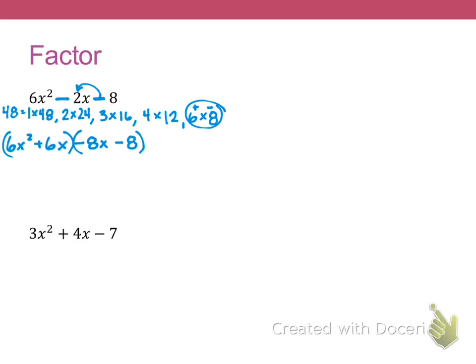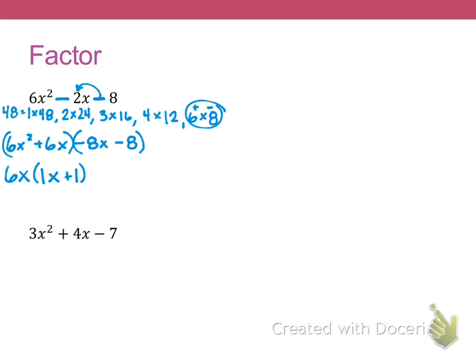What's the greatest common factor of 6 and 6? Very good. What is the greatest common factor of x squared and x? X. Now I've got to rewrite what's in parentheses. 6 divided by 6 is 1. If I had 2 x's and I took out 1, I'm left with 1. 6 divided by 6 is 1, and if I had 1 x and I took it out, I'm left with none.